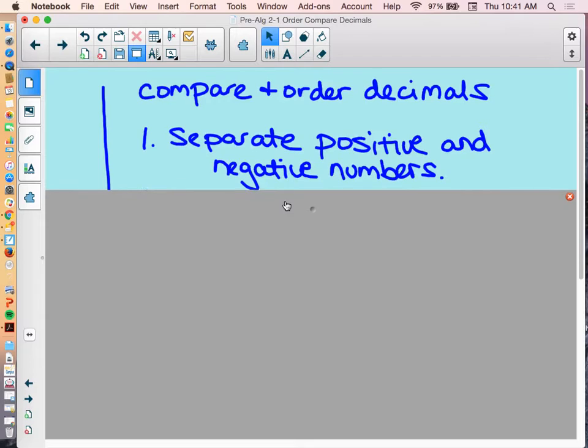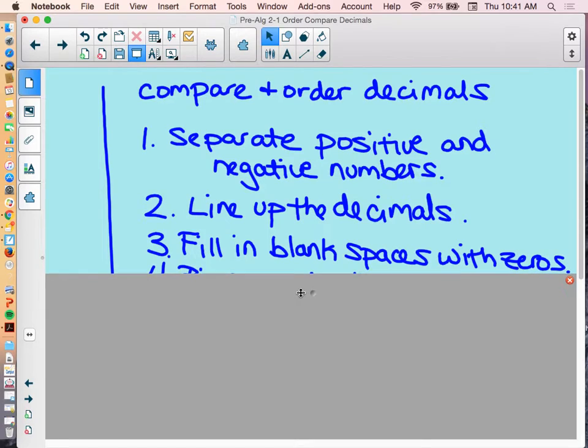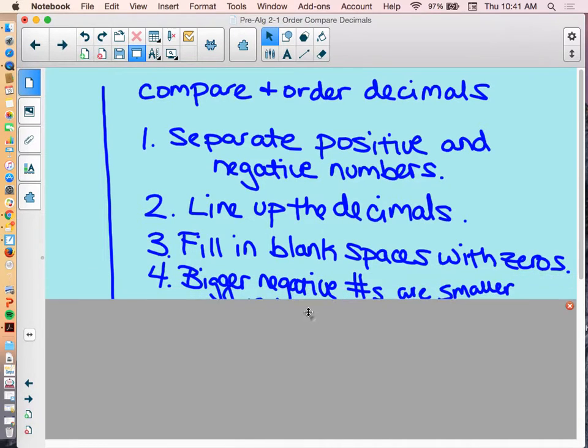For comparing and ordering, the first step, please jot this down, pause the video if I go too fast, is to separate all the positive and negative numbers. So put all the negatives on one side and all the positives on the other side. Then you need to line up the decimals. So line up the decimals for all the negative numbers and line up all the positive numbers. Next, you should fill in any blank spaces with zeros. So if there is a number that is shorter than others, then you need to add zeros so that they all line up and are the same length.